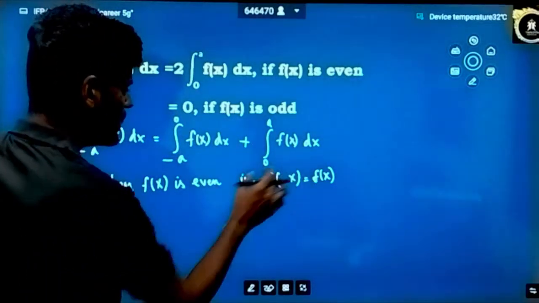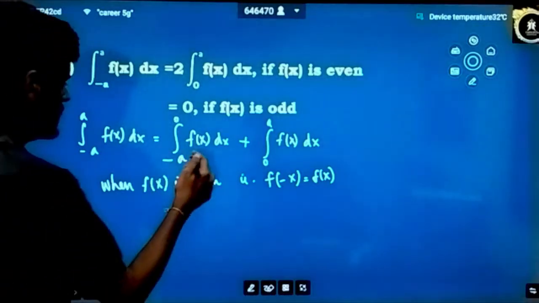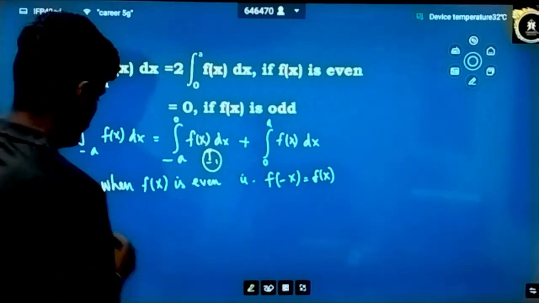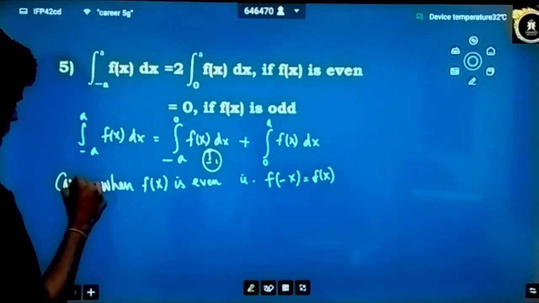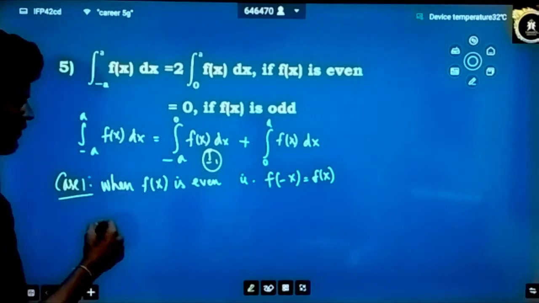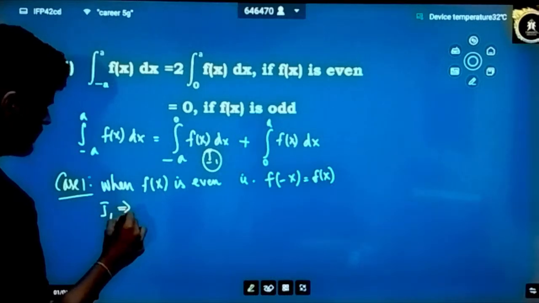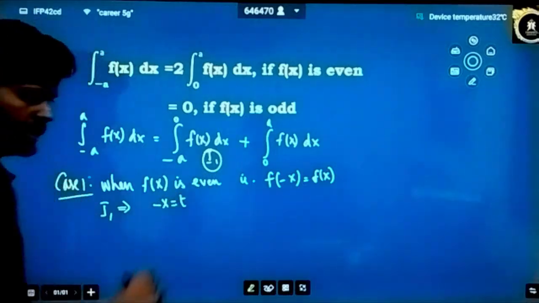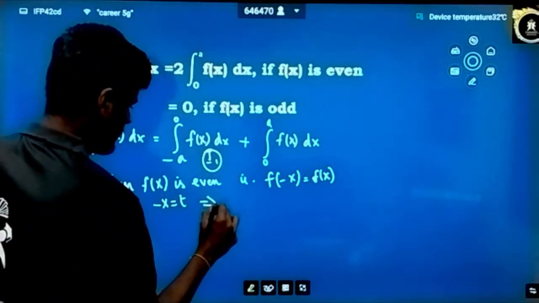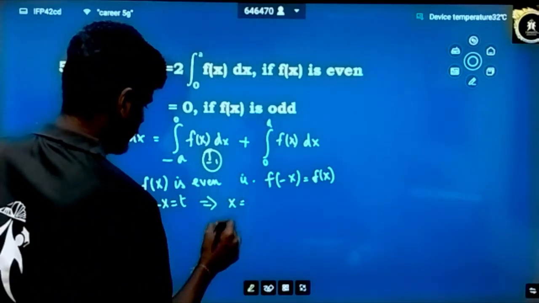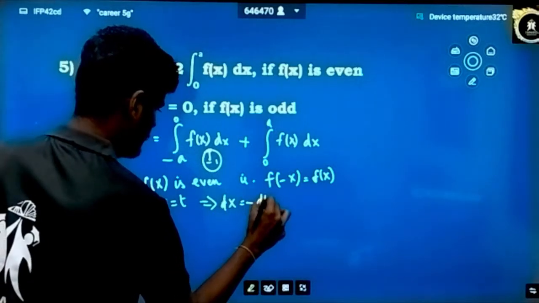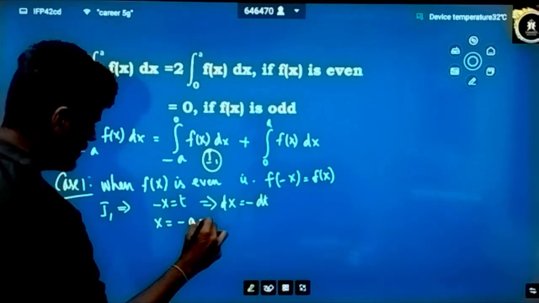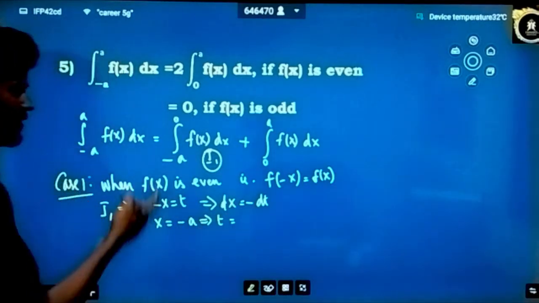Now what we will do is take this minus x as t. Let's take this value as I1. This is case 1. I1 will become, let's take minus x equal to t. That means dx will be minus dt. When x is equal to minus a, what is the value of t? t will be a.